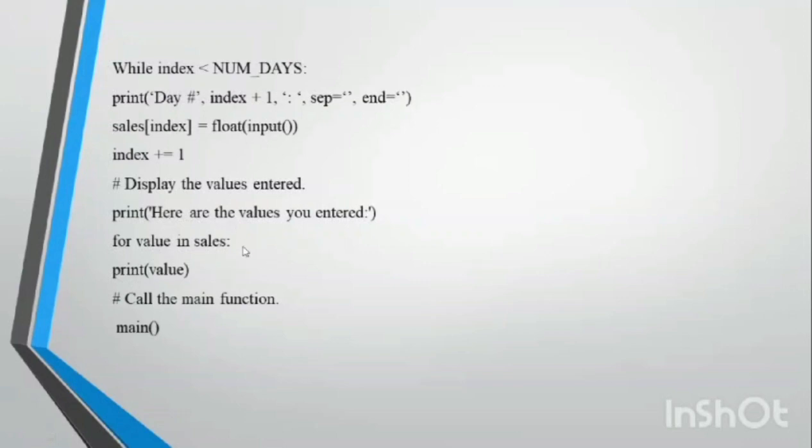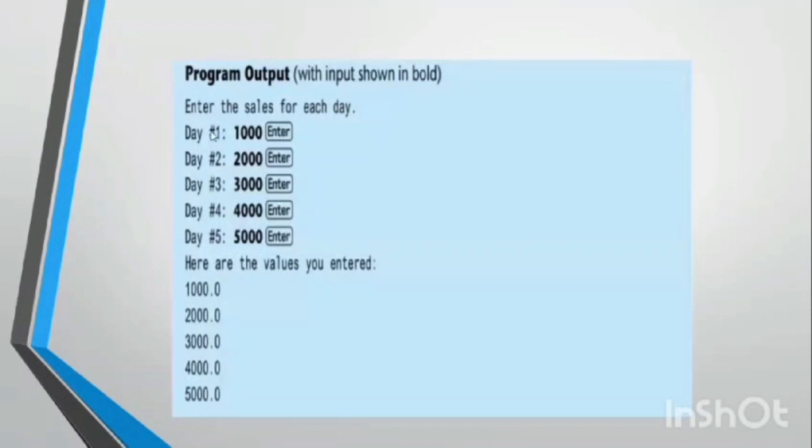For printing the sales for each day, we are using a for loop. To print the values, we are passing the value variable to print the sales for each day. This is the output. First, it will ask to enter the sales for each day. First, we have to give the sales for each day. After that, it will print the sales.